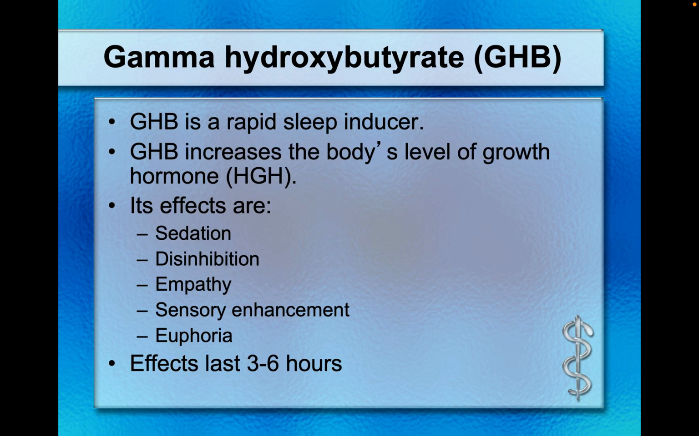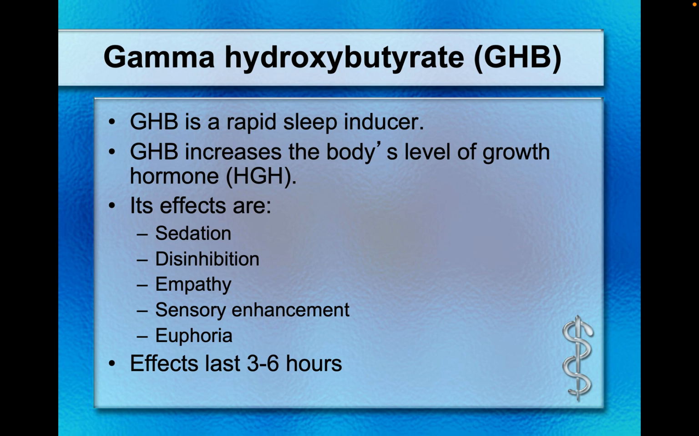GHB is a rapid sleep inducer. GHB increases the body's level of growth hormone. It affects our sedation, disinhibition, empathy, sensory enhancement, and euphoria. Its effects last for 3 to 6 hours.